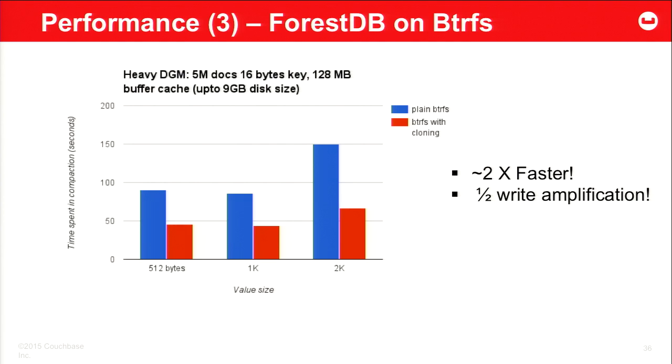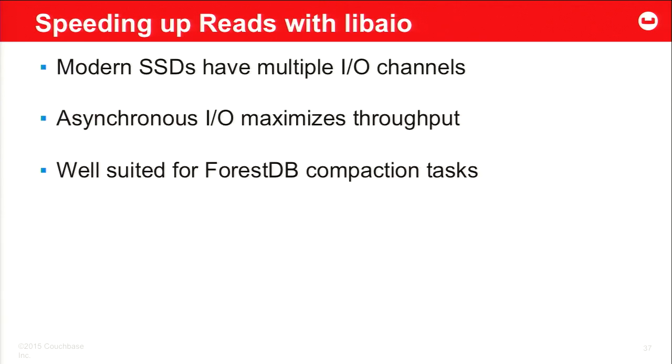However, in our current implementation, we still need to read the metadata from the old file, and when we hit scenarios that are heavy DGM, that is your data is much greater than memory and does not fit into the physical RAM, that is where you become IO bound. When you become IO bound, your gains typically fall because much of the time is spent inside the reads. So, we wanted to optimize this area by adding libaio.